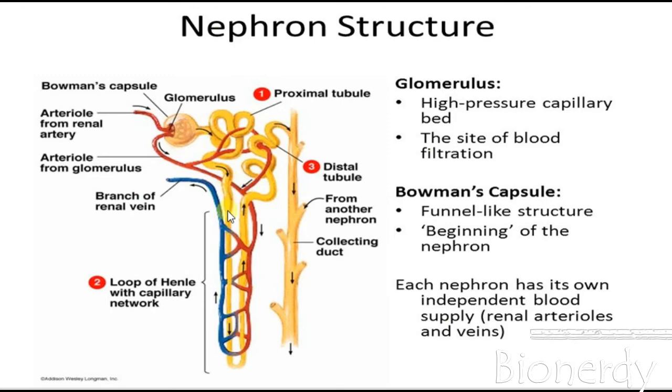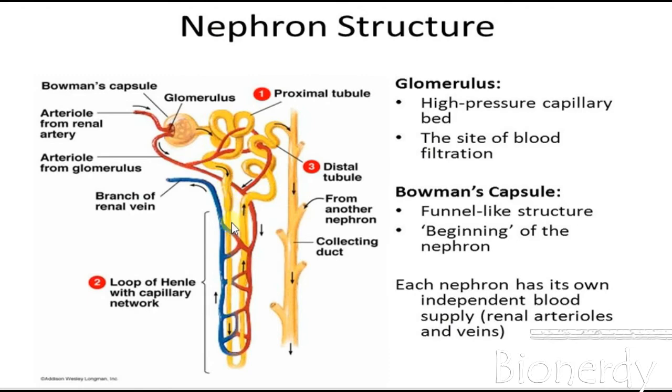Now the urine passes out further into the loop of Henle, which has two parts. One is the descending loop of Henle and the other one is the ascending loop of Henle. The descending loop of Henle is more permeable to water and less to the electrolytes, and the ascending loop of Henle is more permeable to the electrolytes and less to water.